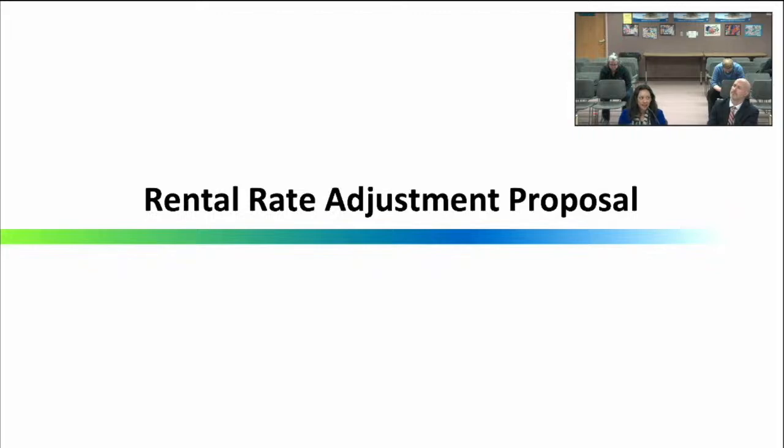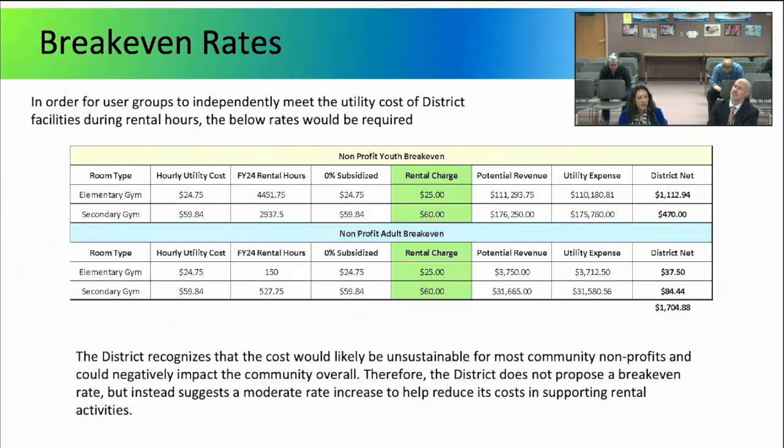The next slide is going to show what we're proposing to increase. When we originally looked at the data, we looked at the break-even rates. We realized the break-even rates would be really costly for the nonprofit groups. So what we did was look at 25% of that break-even rate.